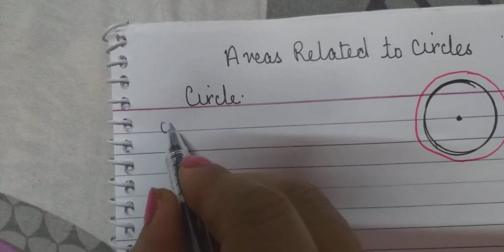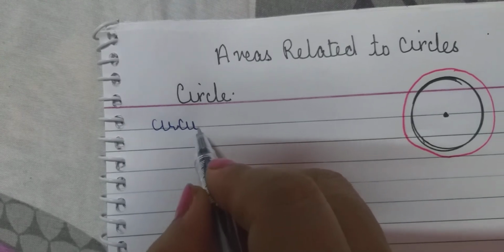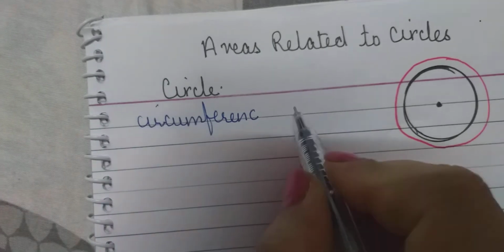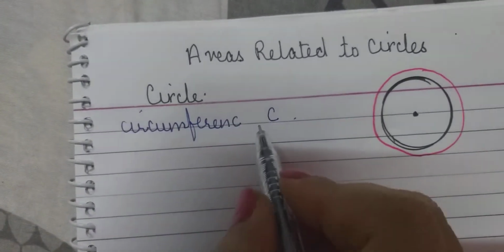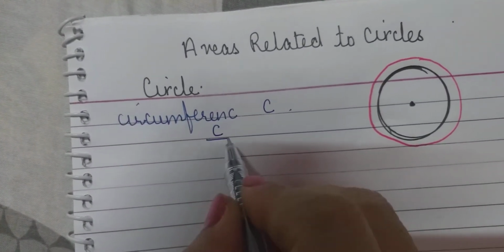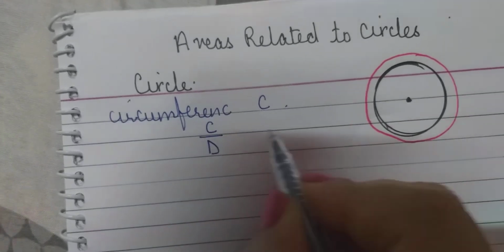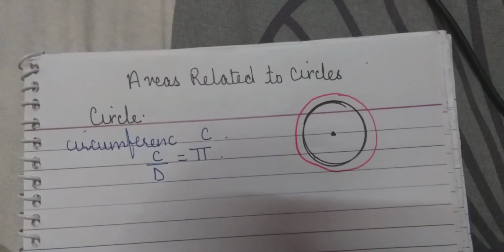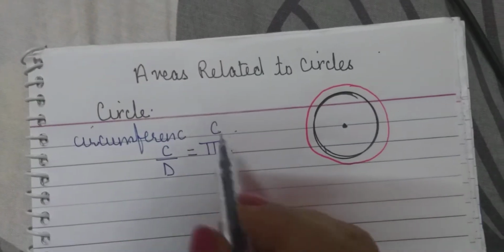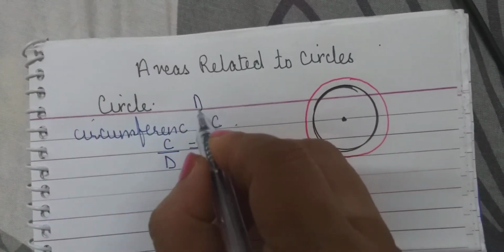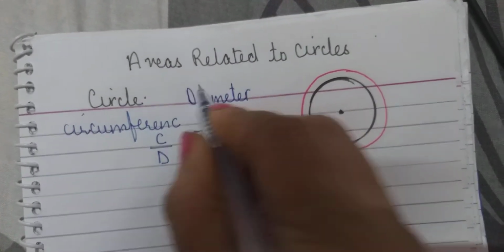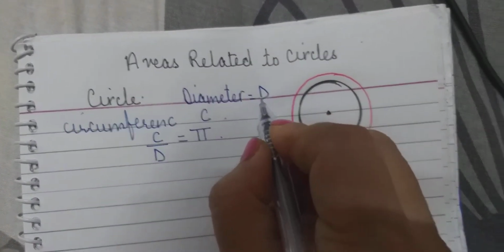And circumference, as you all know, is denoted by capital C. Now the ratio of the circumference upon the diameter is equal to a constant, and that is equal to pi. Again, circumference I am writing capital C, and for diameter I am writing capital D.